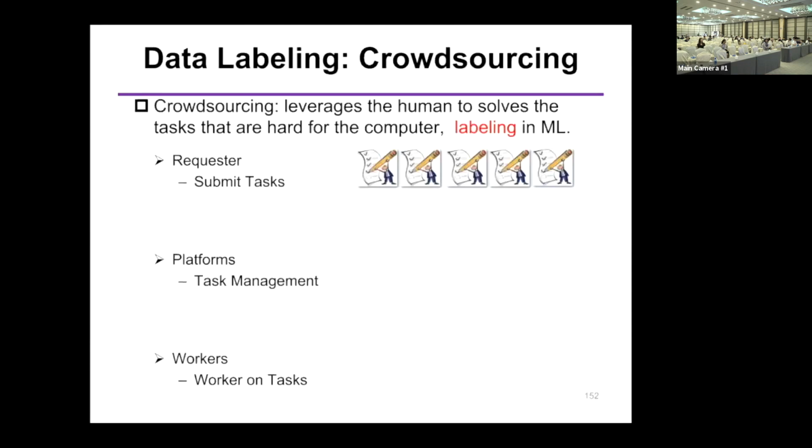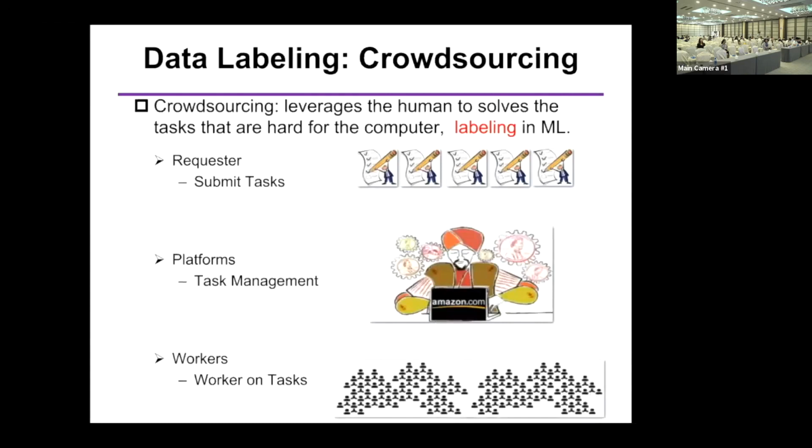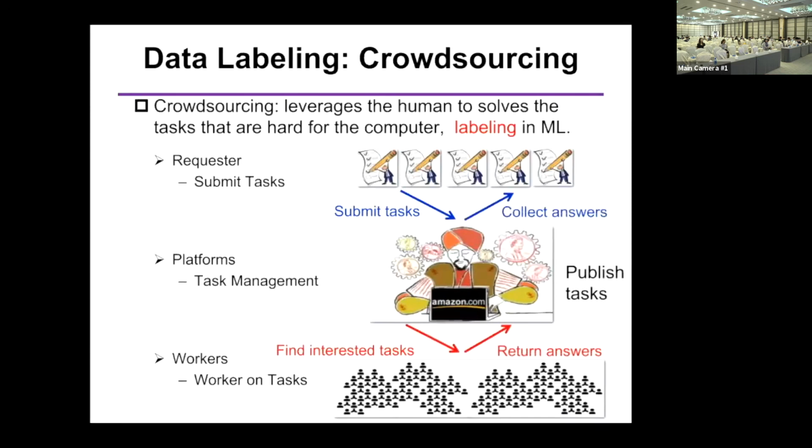So crowdsourcing leverages human intelligence to solve tasks that are hard for the computer, like labeling in machine learning. It consists of 3 parts. The requester submits tasks, and the crowdsourcing platform like Amazon Mechanical Turk publishes the tasks, and the workers find interesting tasks, return answers, and the requester collects the answers.